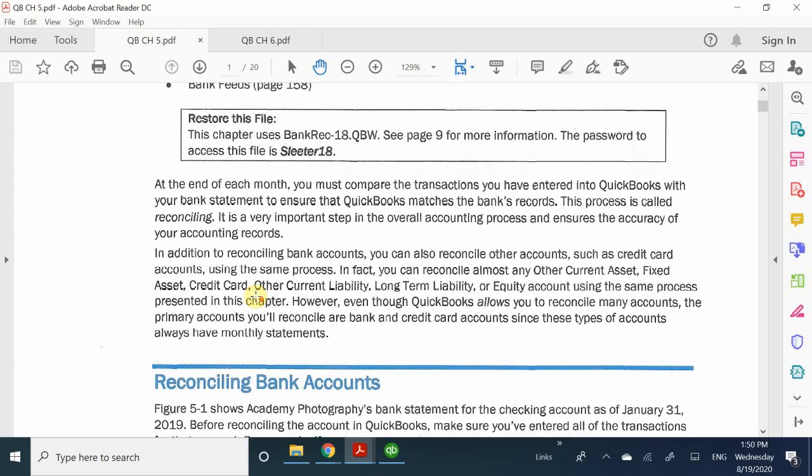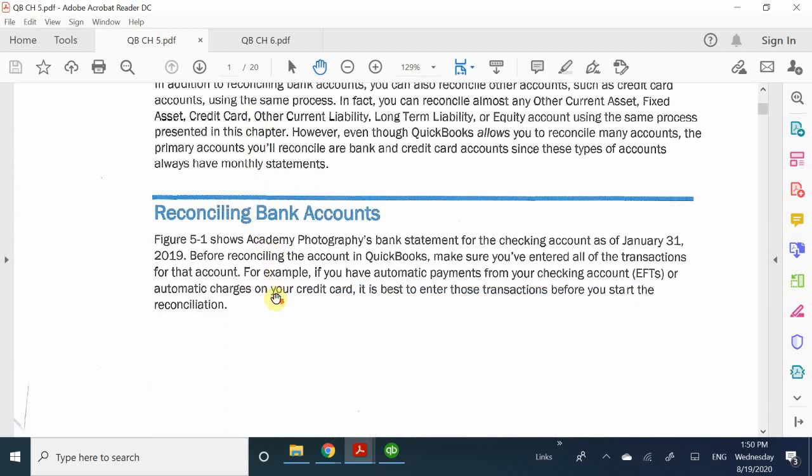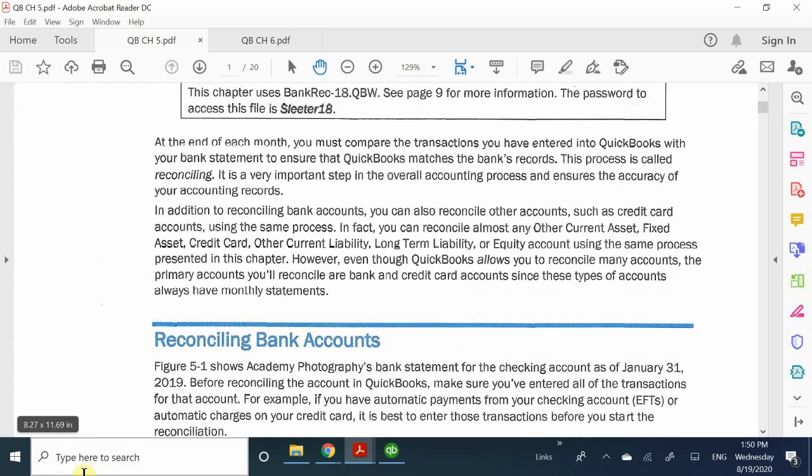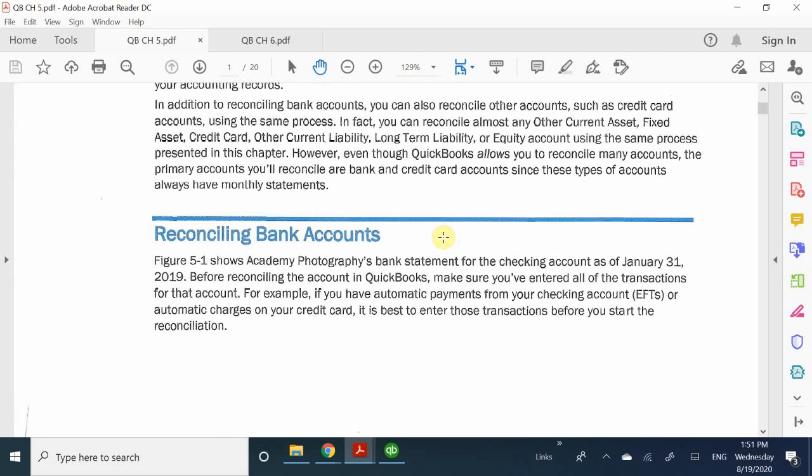So here we're going to be learning about our bank reconciliation. I've already opened up the file in my QuickBooks, so it's ready to go. But let's go ahead and look at this right here. Here we're going to be talking about bank reconciliations.